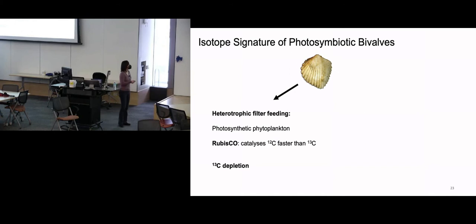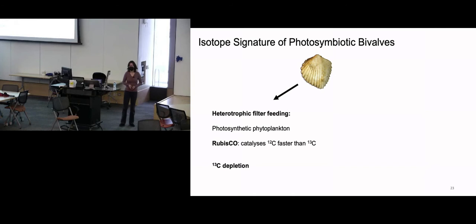One option is you can do your heterotrophic feeding and eat phytoplankton. So if you do that, this photosynthetic phytoplankton uses this special enzyme Rubisco to catalyze their photosynthesis, right? And this enzyme has a property where it catalyzes C12 a little bit faster than C13. So if your carbon source is coming from filter feeding, you're going to be C13 depleted if all your sources are coming from heterotrophic feeding.